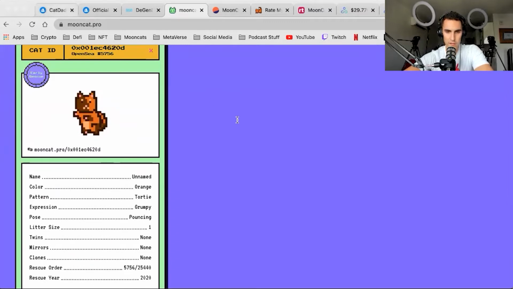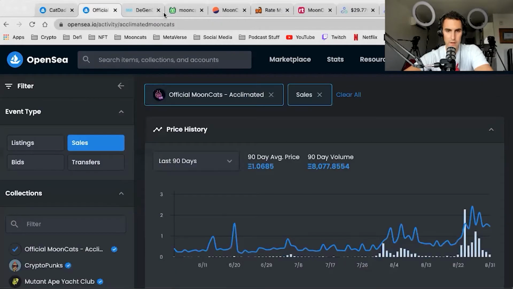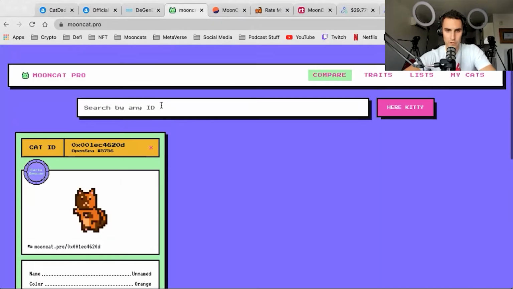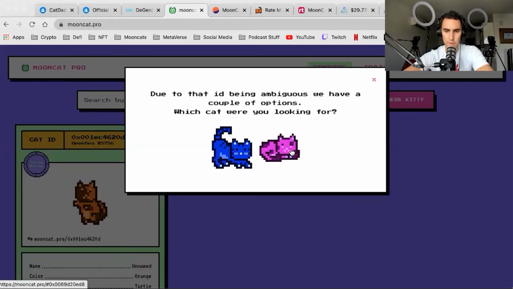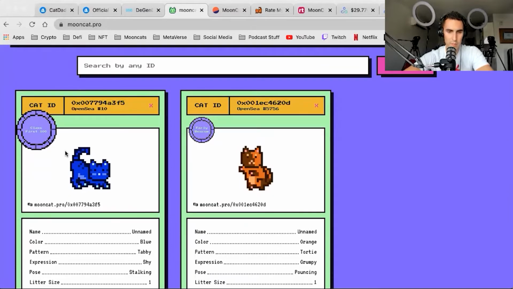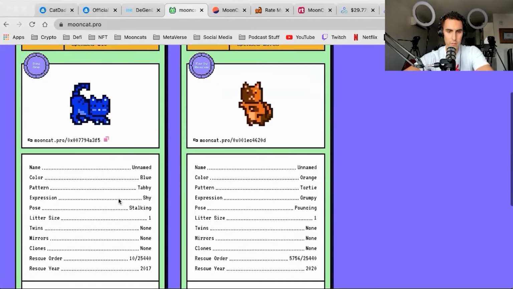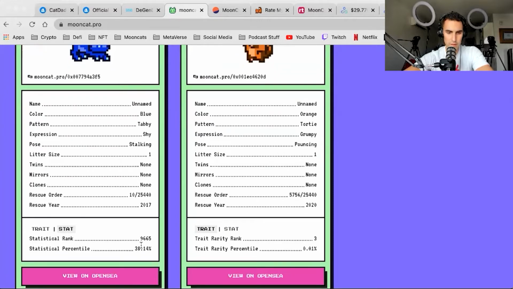We'll use another cat just for heaven's sake. We'll use Mooncat number 10 on here just to show that there are a few. So 10, as you see, this one's the unofficial on the right, the acclimated on the left. Dan did a good job because there's a lot of badges on here. You can get a pure badge, day 1. This one's in the low mint, so number 10 mint. You can see the statistical rank, and, forgot to mention, you can go back and forth between statistical rank and trait rarity.